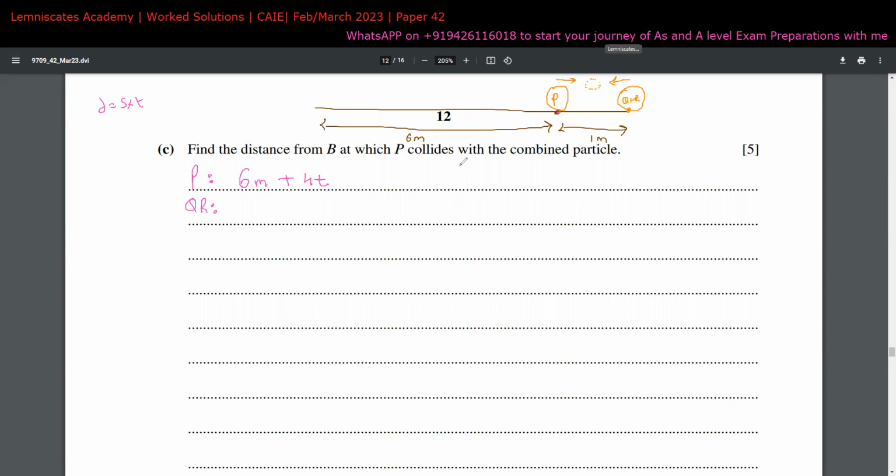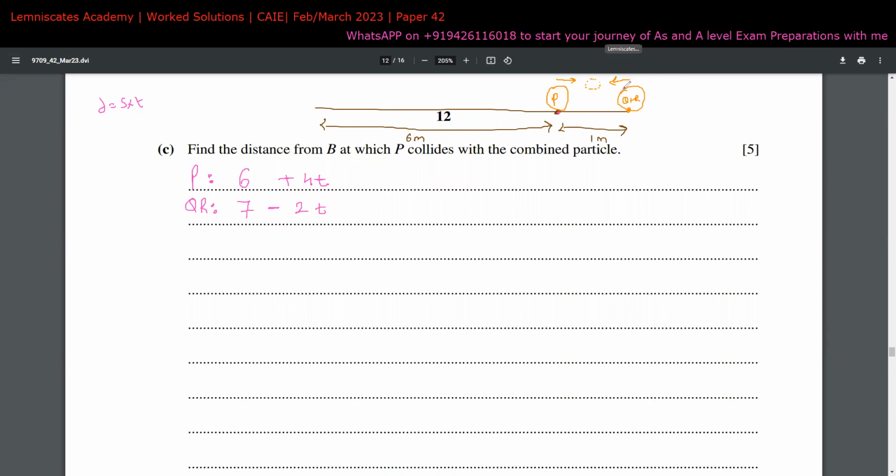For QR, it's traveling back from 7 meters, right? So I don't even need to write this 7 like 6 m. I can just write 6. And over here, I can start from 7, but now I'm traveling in the opposite direction. So I'll just write minus and the extra distance that it's traveling. So the speed at that point was 2 meters per second, right? So 2t. At point C, the speed of QR was 2.